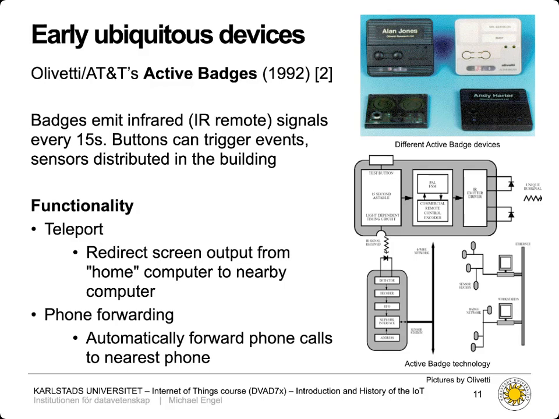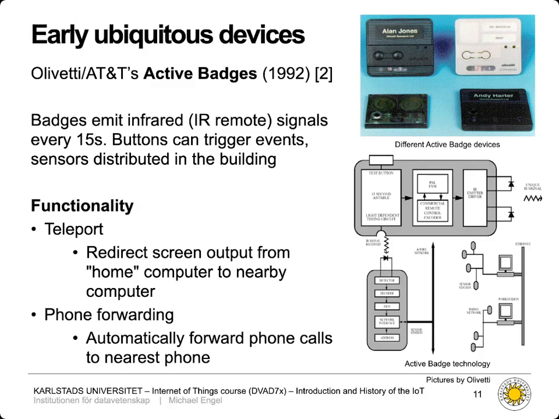So essentially, if you had receivers spread around your building in every office, then you could actually figure out which badge was in which room. And of course, if the badge owner was wearing the badge, then you could figure out where the owner was. And this enabled functionality like what they call teleporting.